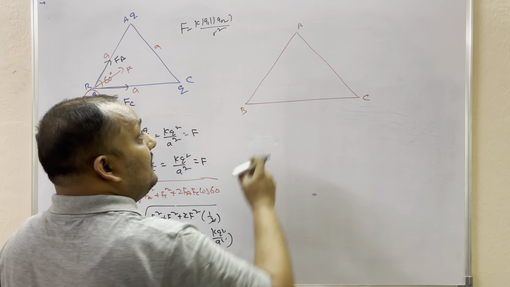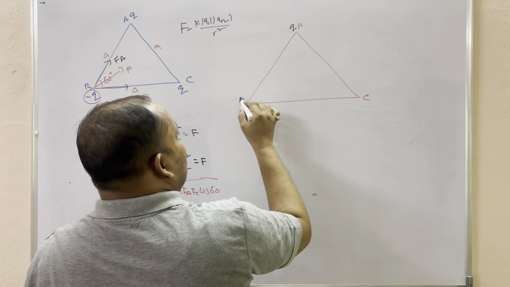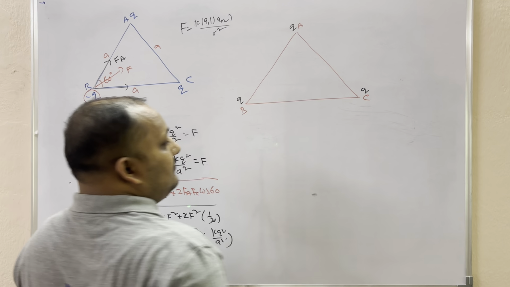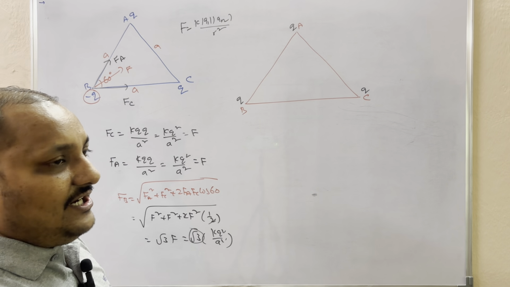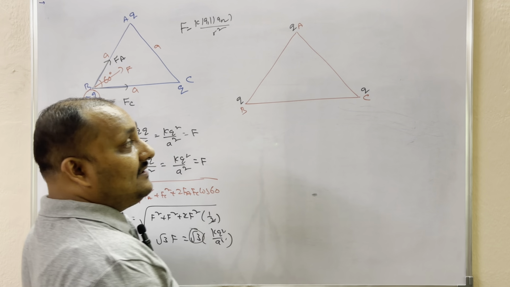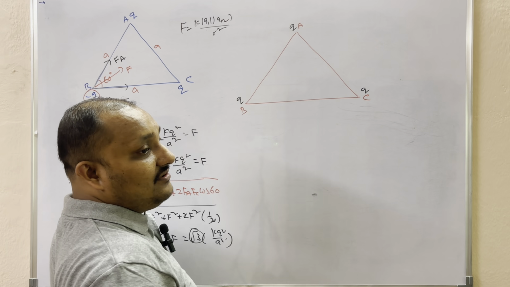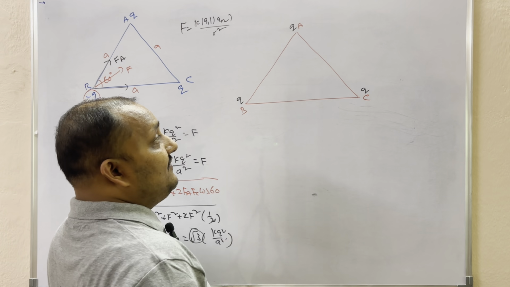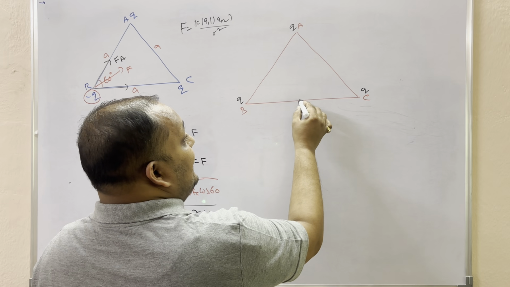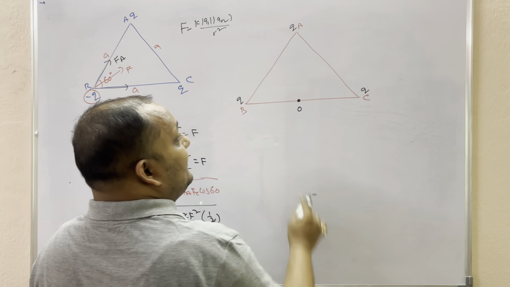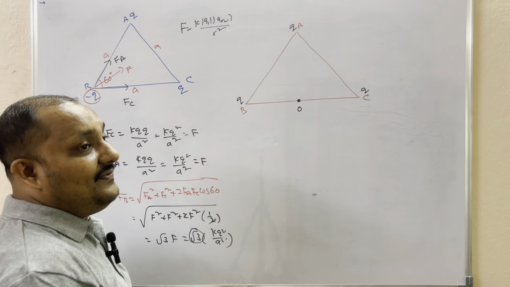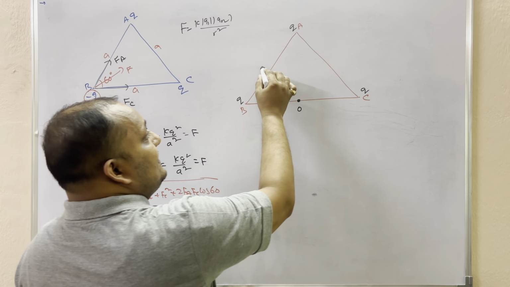If three same charges are placed at three corners, find the resultant force at the center of any one of the side. Again, this is an equilateral triangle.